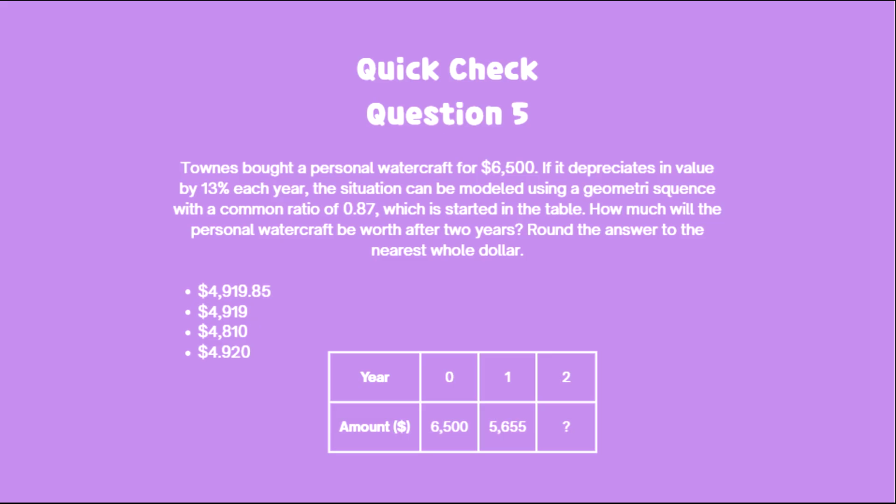Here's quick check question number 5. Towns bought a personal watercraft for $6,500. If it depreciates in value by 13% each year, the situation can be modeled using a geometric sequence with a common ratio of 0.87, which is started in the table. How much will the personal watercraft be worth after 2 years? Round the answer to the nearest dollar. So to get from here to here, they multiplied by 0.87. Okay, so you're just going to do that again and then find your answer right here.